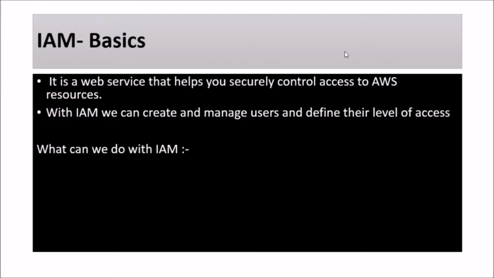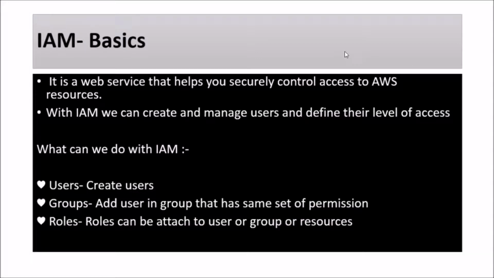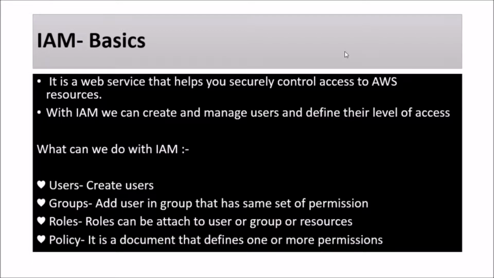So what can we do with IAM? We can create users, we can create groups and add users in it. All the users inside that group have the same set of permissions. We can create roles, and they can be attached to users or groups or resources. And we can also create a policy, which is a document that defines one or more permissions. Okay, and IAM is a global service.